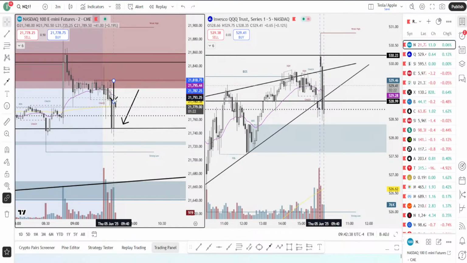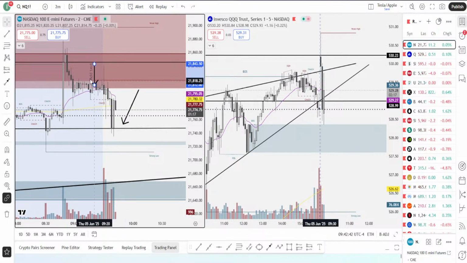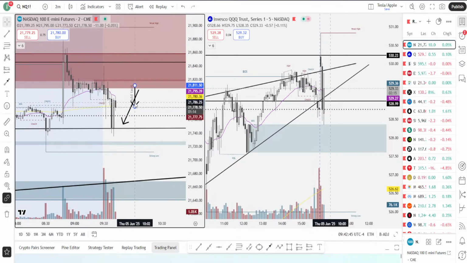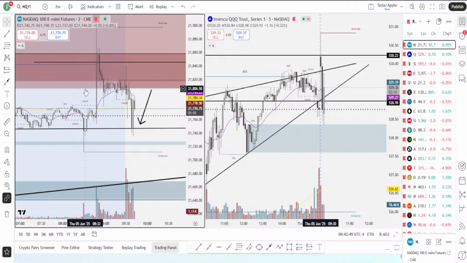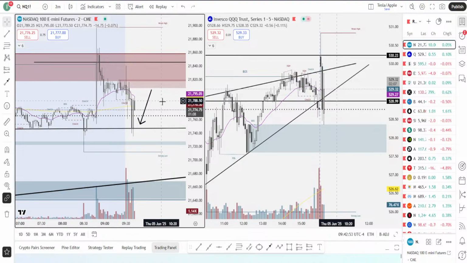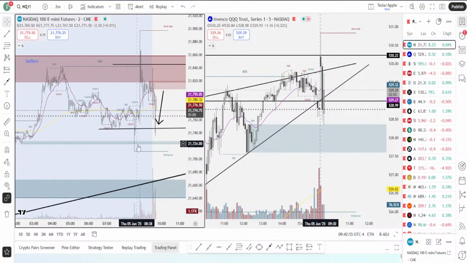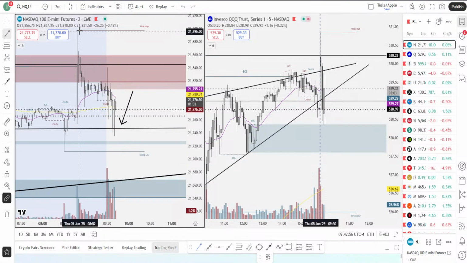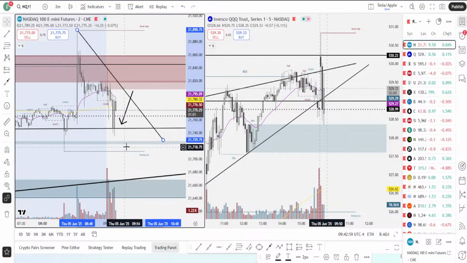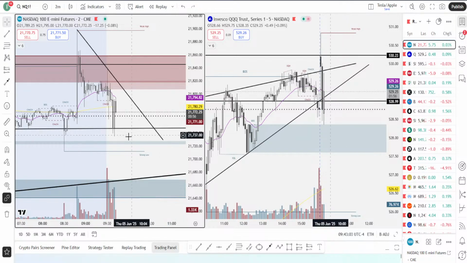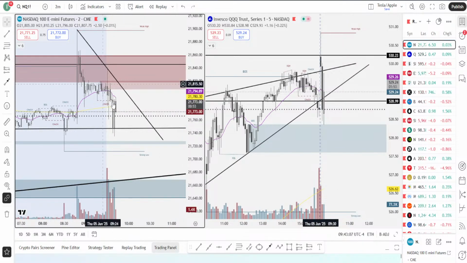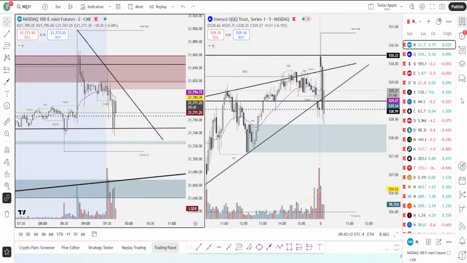It hasn't crossed the 21 EMA. You know what I'm saying? So this is still a downtrend. I would still call this a downtrend. So don't just buy because it's a green candle. Don't just sell because it's a red. Try to put some context behind it by looking at market structure.